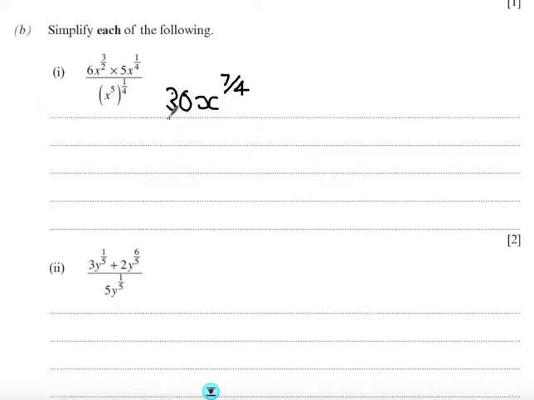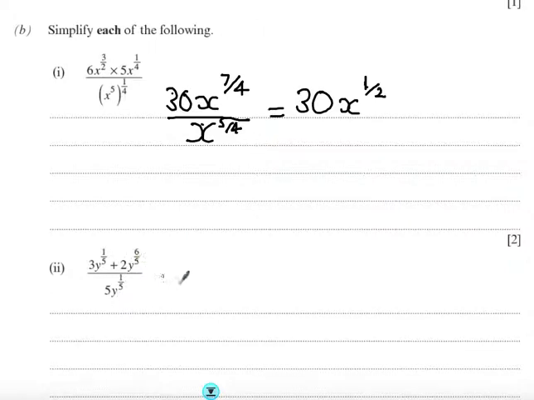Okay, on the denominator, I then get x to the power of 5 times a quarter, so I get x to the power of 5 over 4. So now dividing, there's no coefficients to divide, so I get 30. x to the power of 7 over 4, divided by x to the power of 5 over 4, gives me x to the power of 2 over 4, which cancels and simplifies to x to the power of a half.